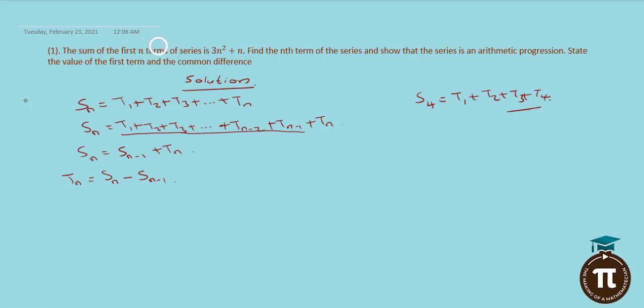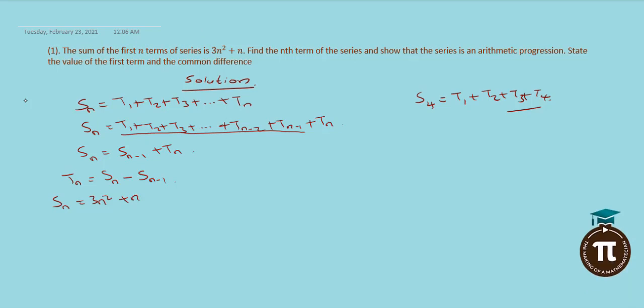The sum of the first n terms of the series is 3n squared plus n. Find the nth term. So that is why I have to find this. I'm looking for the nth term. So what is the sum formula? The sum of the first n terms of a series is 3n squared plus n. So Sn in reality is actually 3n squared plus n.